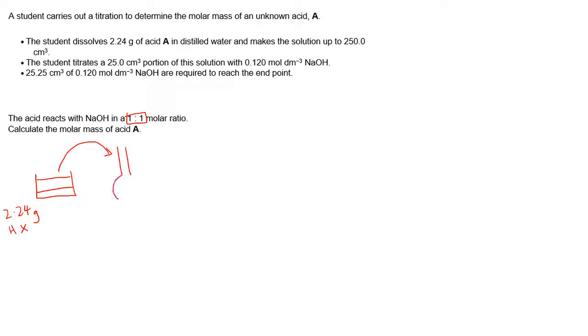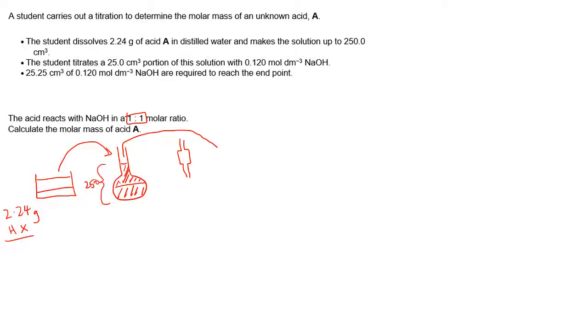Let's draw our volumetric flask very roughly, like so. Our graduation mark is there, so we make it up with water to our graduation mark. Now we've got 250 cm cubed of solution that contains our 2.24 grams of acid. Then you use a pipette, so let's draw a little pipette, like so, and with that pipette you take 25 cm cubed, and you put it into a conical flask.